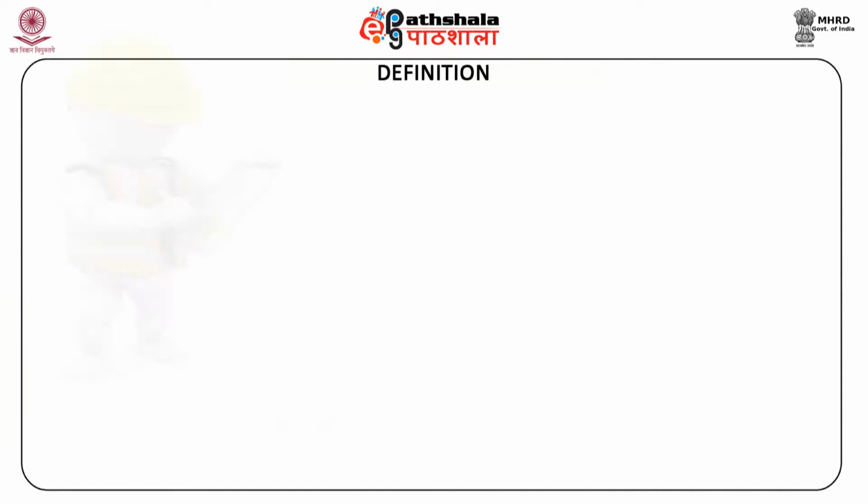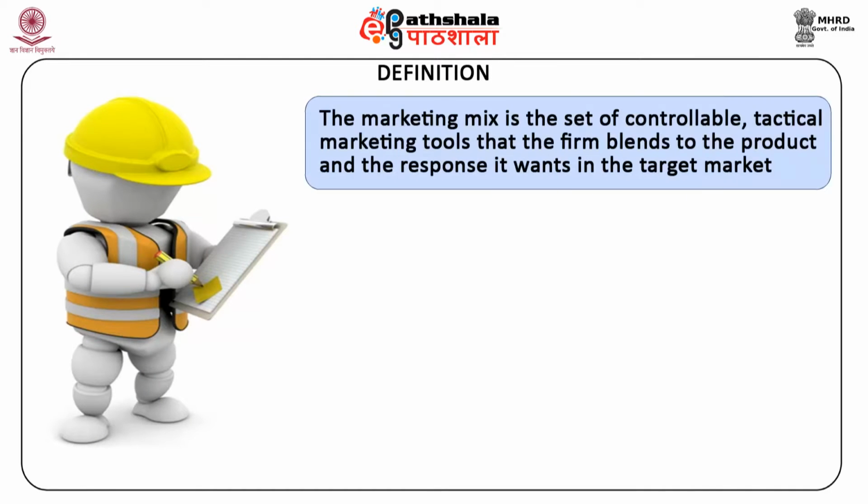The definition: the marketing mix is a set of controllable, tactical marketing tools that the firm blends to produce the response it wants in the target market. The marketing mix consists of everything the firm can do to influence the demand for its product. This definition has been given by Gary Armstrong and Philip Kotler.